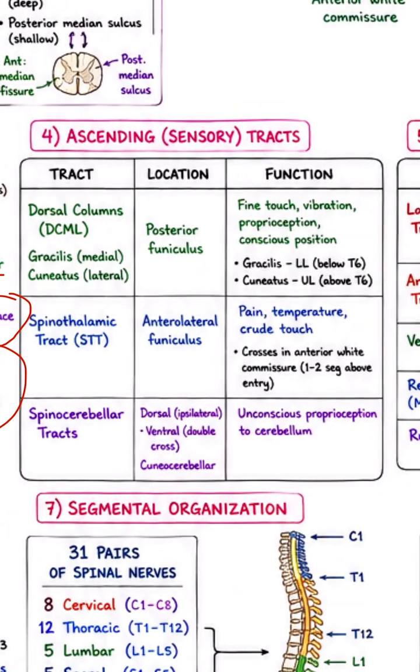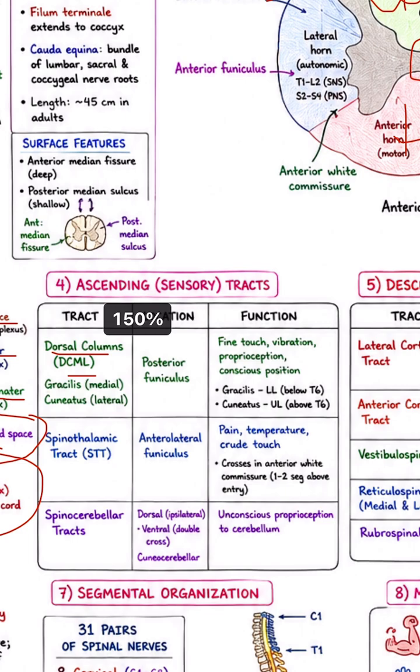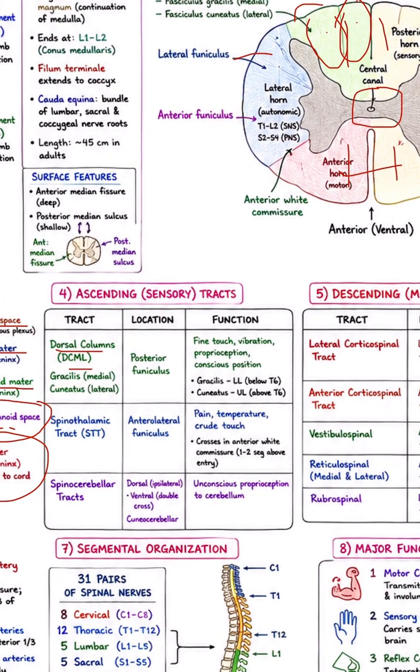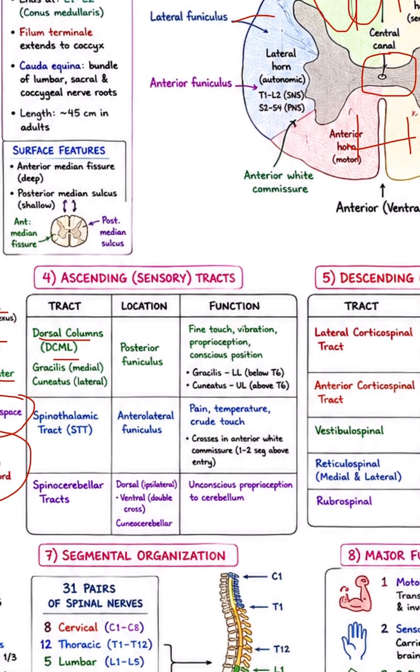Okay. Ascending tracts. We have three ascending tracts basically. Number one is dorsal columns. As you have seen, there is gracilis and cuneatus, and location is posterior funiculus. The functions of dorsal columns are fine touch, vibration, proprioception, conscious position. Gracilis basically controls the lower limb. You can just remember it by that there is a gracilis muscle in the lower limb, so gracilis is controlling the lower limb, and cuneatus is controlling the upper limb.